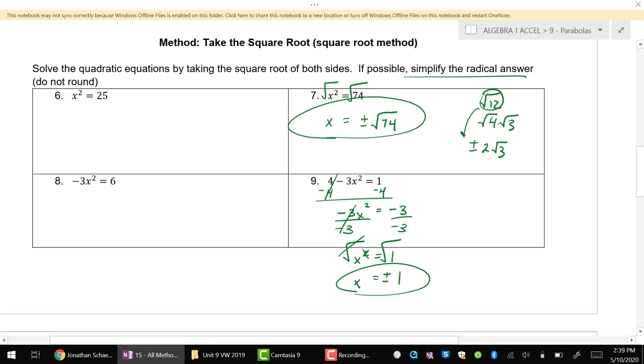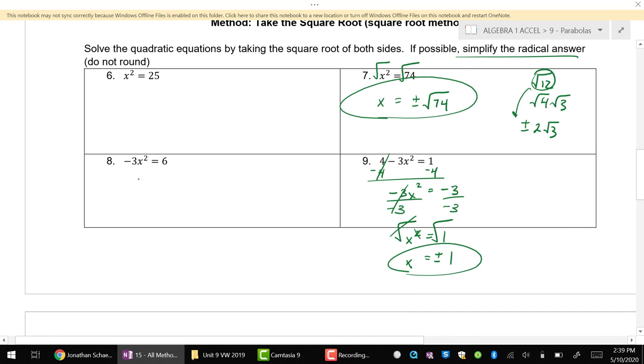And finally, a quick reminder, look at number 8. Divide by negative 3. We'll have x squared equals negative 2. And when I go to do the square root step here, we cannot have x equals the square root of a negative number.